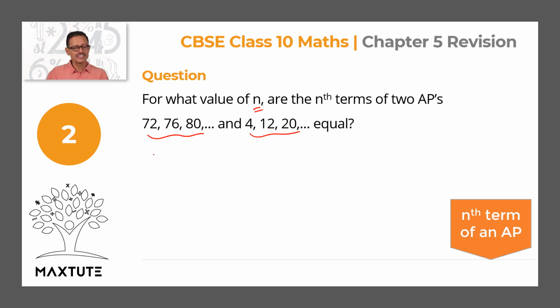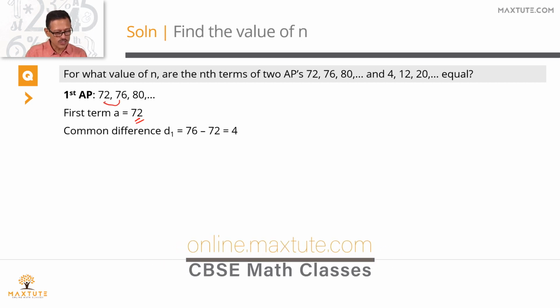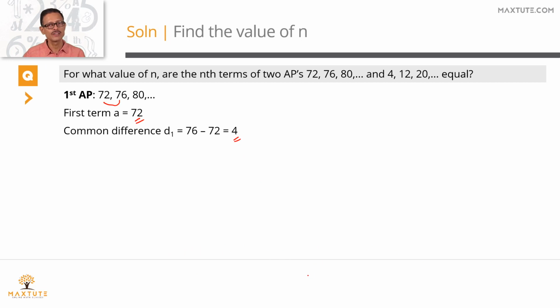We'll get started. We'll quickly jot down key data for the first progression. Key data for the first progression is the first term is a equal to 72. Common difference is the difference between any two consecutive terms, which in this case is equal to 4. We know that the nth term of this progression is equal to the nth term of the other progression. So we'll write down the formula for the nth term for this progression. The nth term is an equals a plus (n minus 1) into d1. I'm calling it d1 because we have two different progressions. This is the common difference of the first progression.